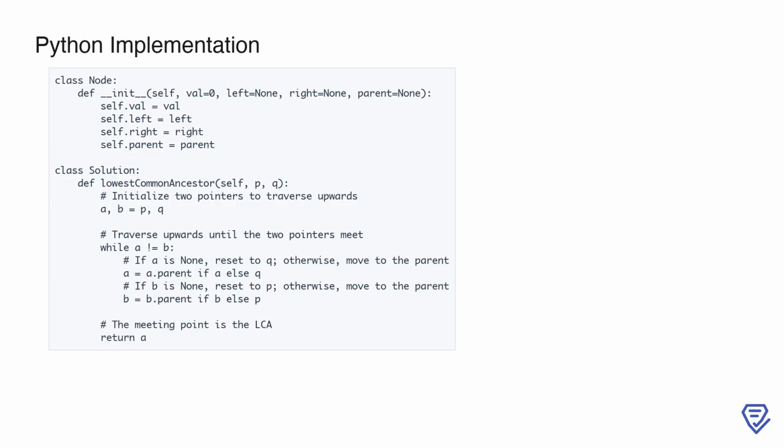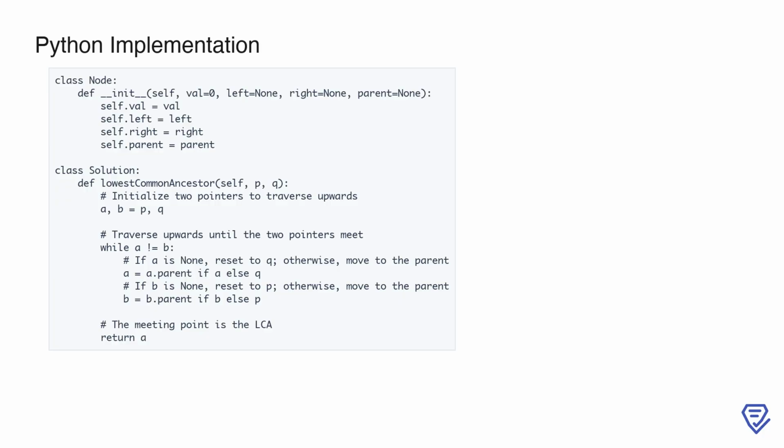2. Initialization. In the lowest common ancestor function, two pointers A and B are initialized to the input nodes P and Q. These pointers help us traverse upwards from each node to find their common ancestor. 3. Traversal logic. The while loop runs until A and B meet. In each iteration, if A is not none, it moves to its parent. Otherwise, it resets to Q, the other node. Similarly, if B is not none, it moves to its parent. Otherwise, it resets to P, the other node.